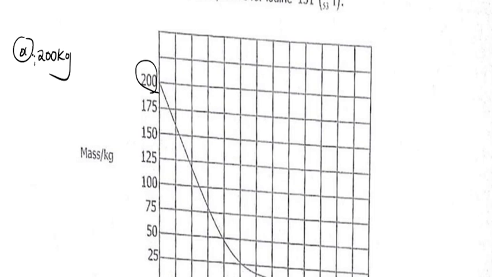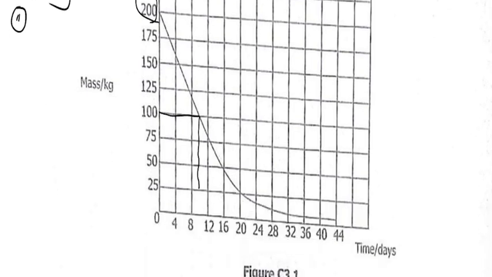So this is one, then the second one. To find half-life, we get half of that. What is half of 200? Half of 200 is 100. So you go where there is half of the mass, where 100 is, then you touch the graph and follow it down. Now go and check the time you're going to find there.